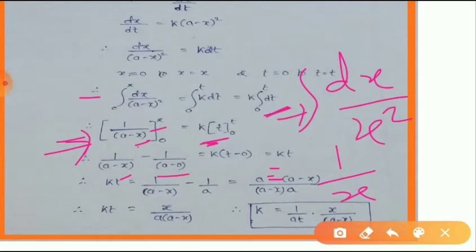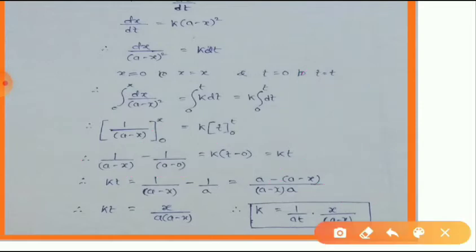Now here also we have substituted the upper limit and lower limit, so we will get kt finally. So kt equals 1 upon a minus x minus 1 upon a. Now we have to modify this equation. For that we multiply the denominator, so we get a into a minus x. Again the cross multiplication: a into 1, minus 1 into a minus x, that is a minus x. So this is what we get after modification.